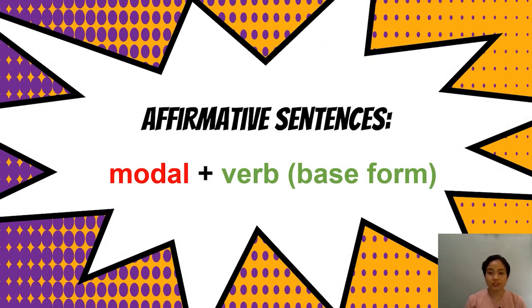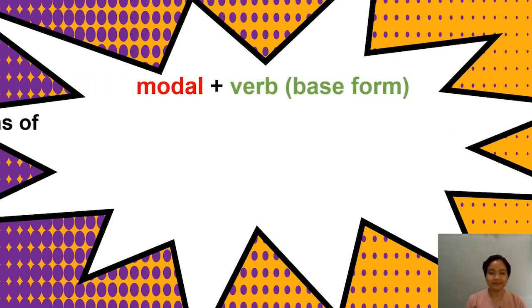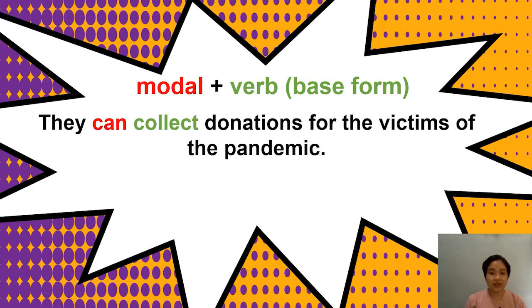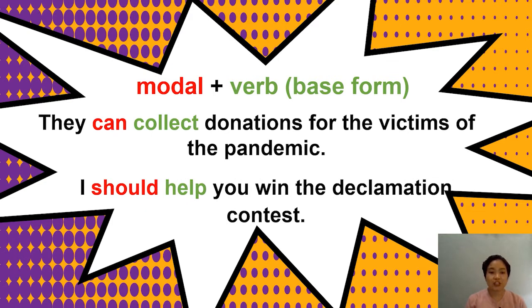You are going to use the modal verbs with this formula: modal plus the verb in the base form. Example: they can collect donations for the victims of the pandemic. I should help you win the declamation contest. Can is the modal, collect is the verb in its base form. Should is the modal, and help is the verb in its base form. These two are examples of affirmative sentences.